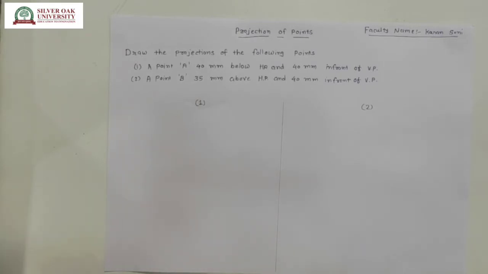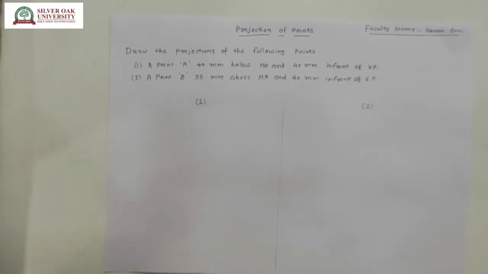In today's session for Engineering Graphics, we are going to solve the examples for projection of the point. Right now you can see the data is given for the projection of the point. The data says that first, point A is 40 mm below HP and 40 mm in front of the VP, and the second point, point B, is 35 mm above HP and 40 mm in front of the VP. Now we are going to draw the projection of these points with respect to the XY line.